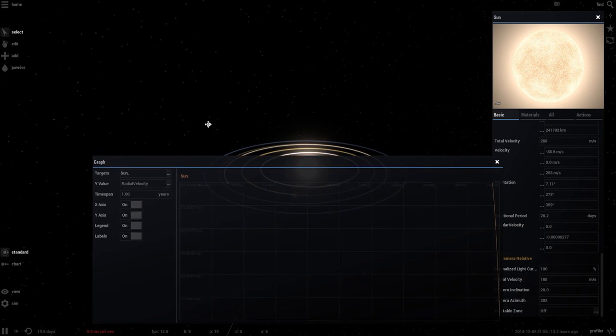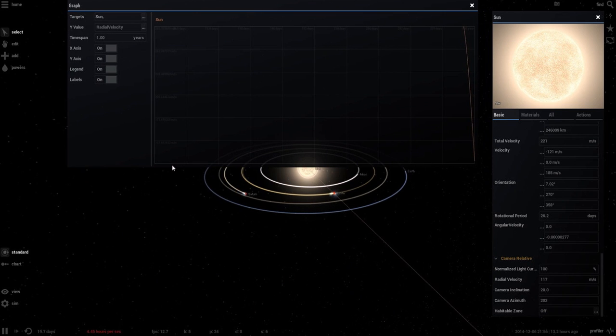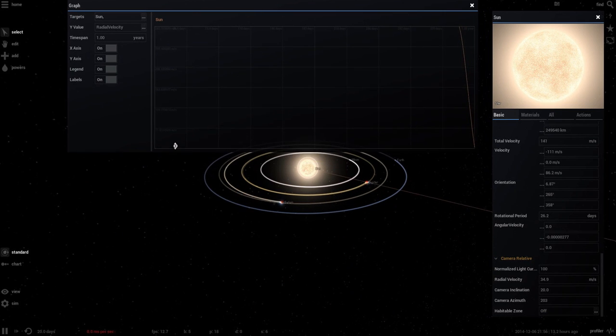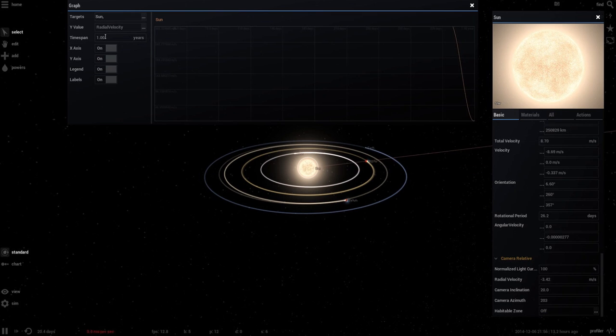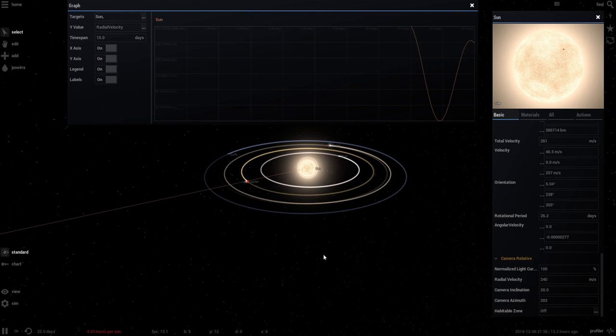So I'm going to plot up the radial velocity of the sun. This is computed in real time relative to the camera. And I'm going to go ahead and set the time span here to something a little easier to look at, 15 days. And what you can see is the radial velocity of the sun, here it is. You can see the sinusoids as they go around.